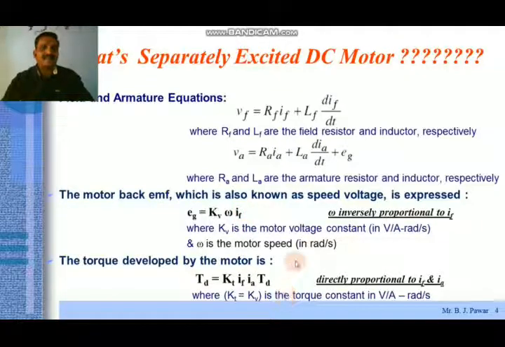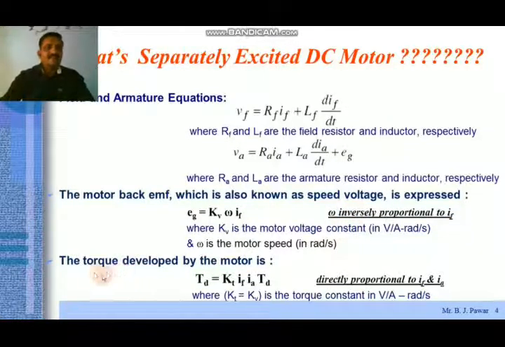So here we can simply write omega is inversely proportional to If. Remember this one: the motor speed is inversely proportional to If, meaning whenever we increase this field current, the speed of that motor will get reduced, and vice versa.